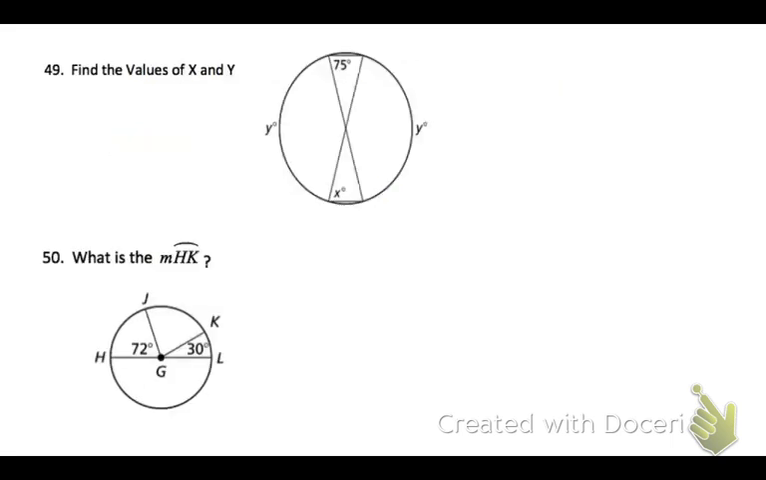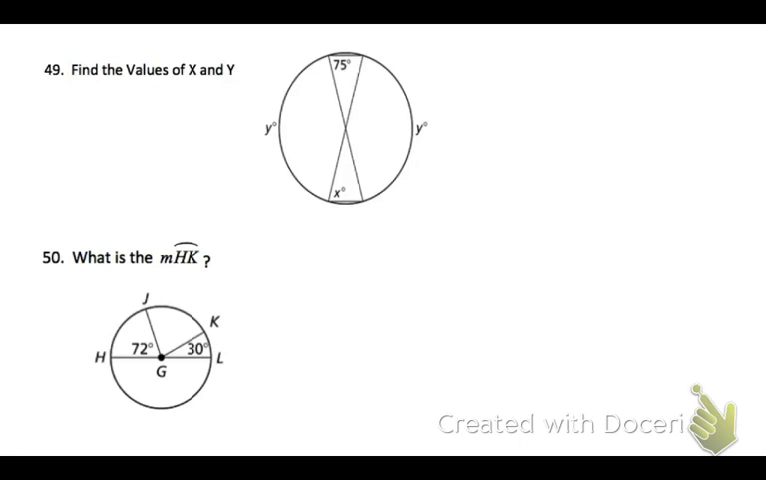Find the value of x and y in this diagram. Okay, well notice that y is a measure of an arc. Remember, the measure of an arc is the same as its central angle. And then x is an angle inside a triangle inside the circle. Well, they give me a 75-degree angle in another triangle.